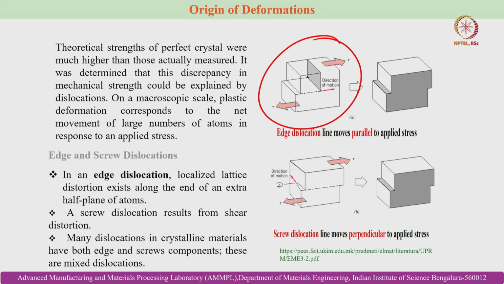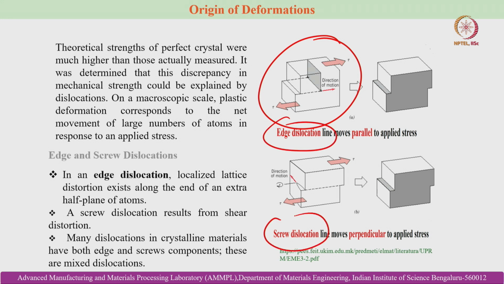You can see the direction of motion. In the case of edge dislocation the movement is parallel to the direction of motion, whereas in the case of screw dislocation it is in the perpendicular direction to the direction of motion. So, this is a clear point to distinguish between edge dislocation and screw dislocation.